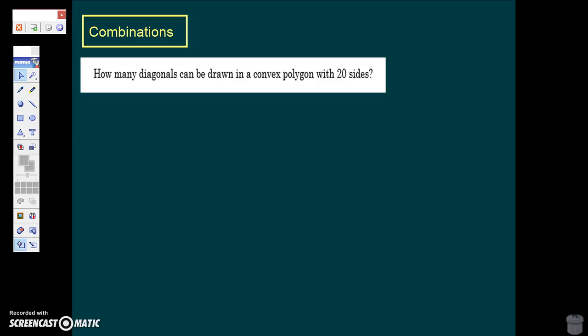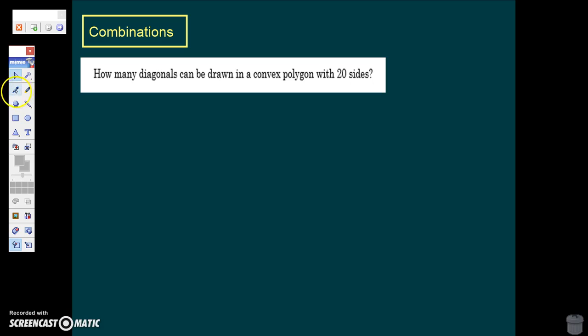Good day, seniors. In this video lesson, we'll be answering more problems about combinations. I've prepared a few problems here. Let's begin. Problem 1. How many diagonals can be drawn in a convex polygon with 20 sides?